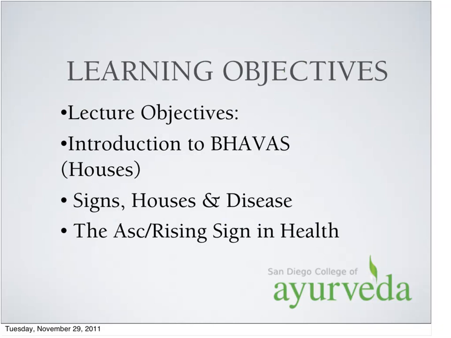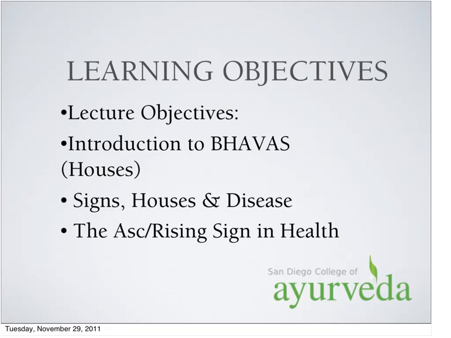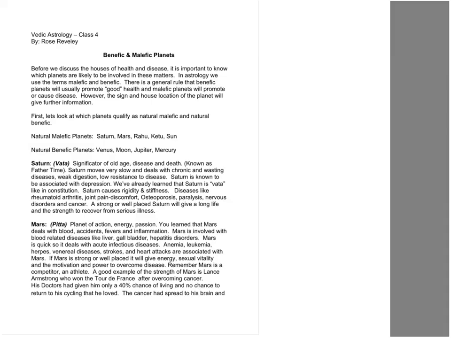I think as far as the Vedic astrology goes, if we can read a chart and find out what dasha anyone is running, just by knowing the dasha, I think that is enough for us at this point to be able to do a very basic protocol. Correct me if I'm wrong, Rose. Also, another very important thing is the natural malefic planets and natural benefic planets.